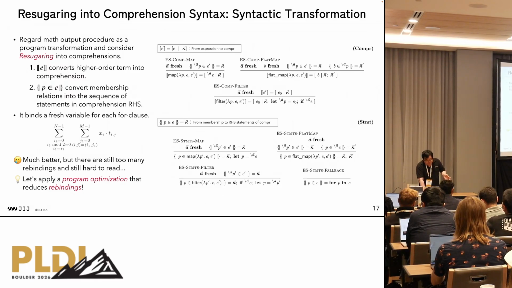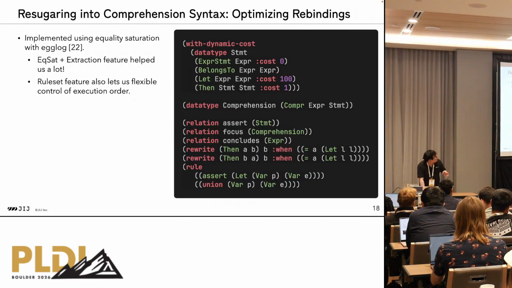To overcome this, we introduced another optimization pass to reduce unnecessary rebindings, and of course we used Egglog here.